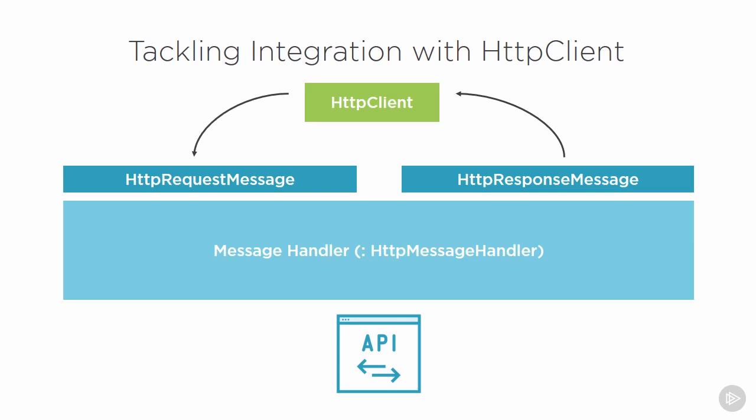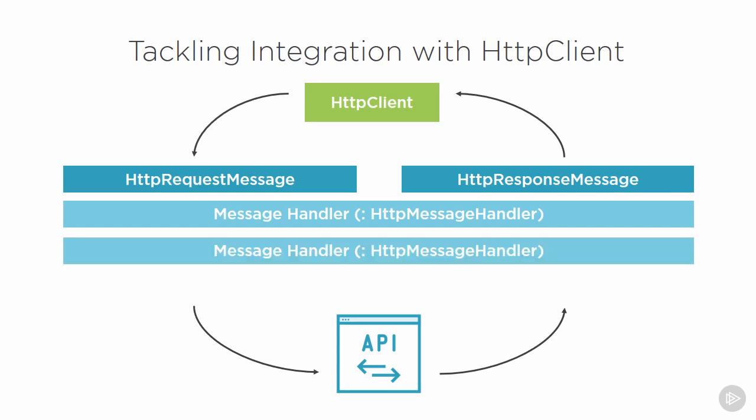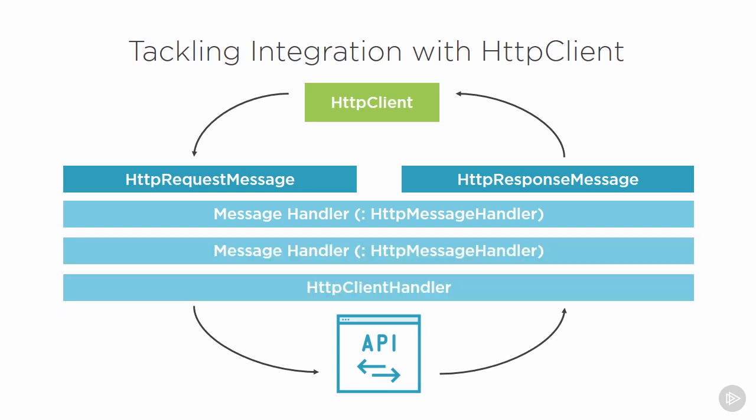HTTP Client Handler is the default handler used by HTTP Client. And that one does actually send a request over the network and returns the response it gets from the server. Often though, a series of message handlers are chained together, resulting in a pipeline. A request is received by the first handler in the pipeline. That one potentially does some processing and passes on the request to the next handler. Eventually, a response is created and it travels back up the pipeline. This pattern is called the delegating handler pattern.